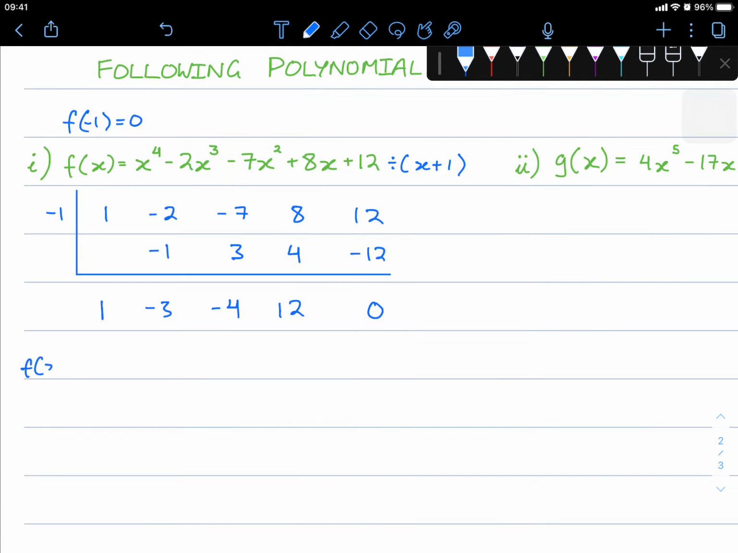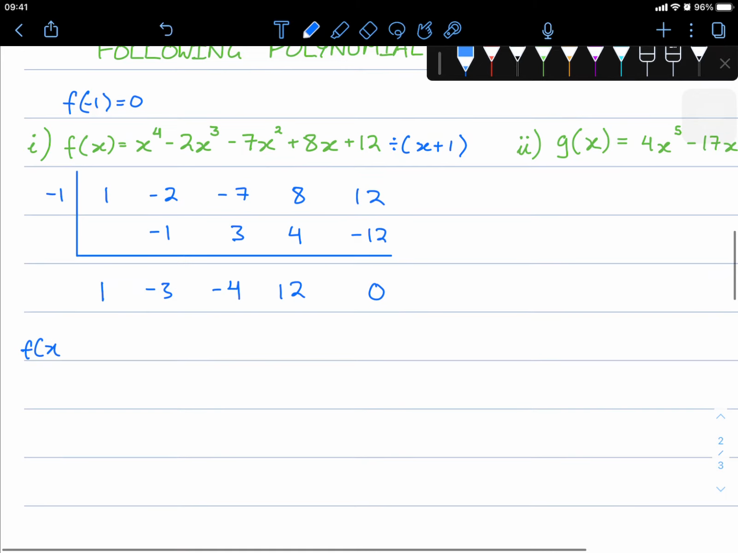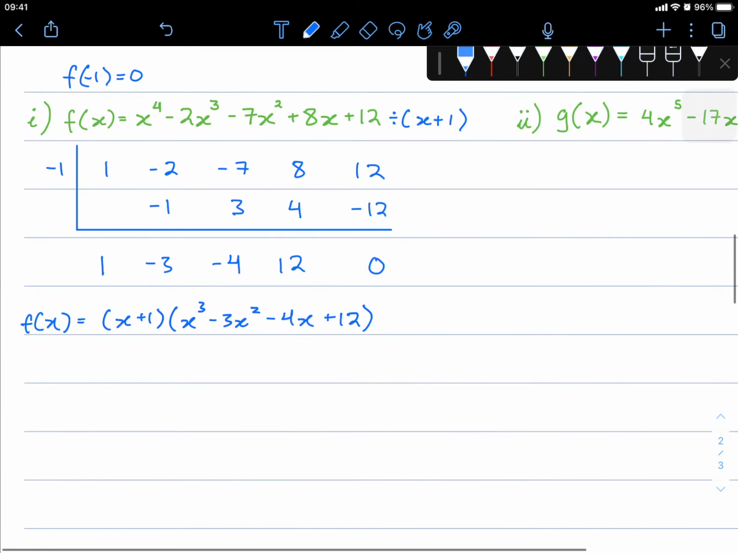So f of x is equal to x plus 1 times a new quotient. Since this is to the power of 4, the new quotient is to the power of 3, power of 2, power of 1, plus 12. And once again, we're going to try to divide this. Let's test 2 this time.